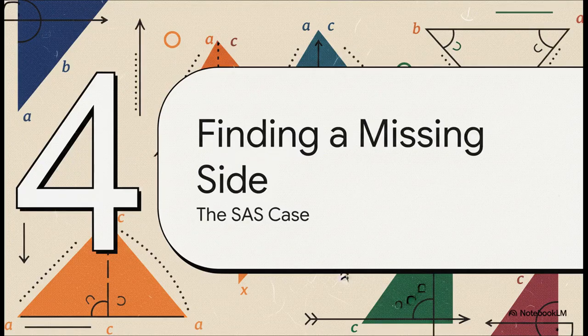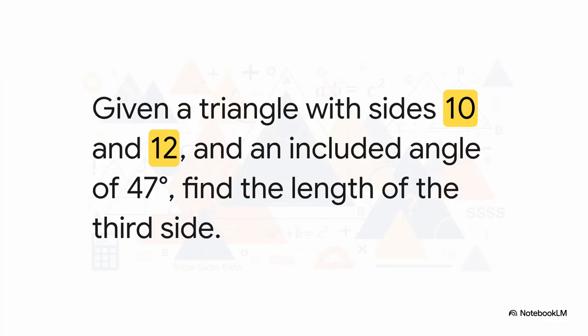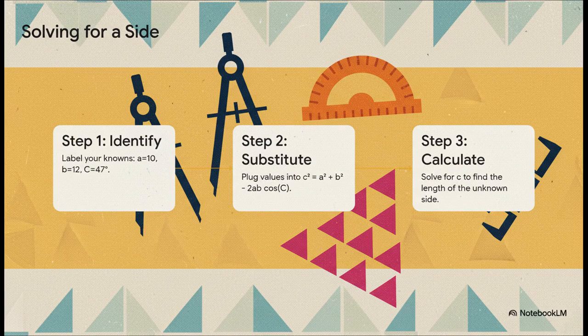All right, let's put this thing into action. We'll start with that first scenario, finding a missing side when you've got a side angle side situation. Okay, so picture this. We've got a triangle. We know one side is 10, another is 12, and the angle locked between them is 47 degrees. Our mission, should we choose to accept it, is to find the length of that third mystery side. Let's do it. And you know what? It's really just three simple steps. First, we just label what we know. Let's say a is 10, b is 12, and our angle C is 47 degrees.